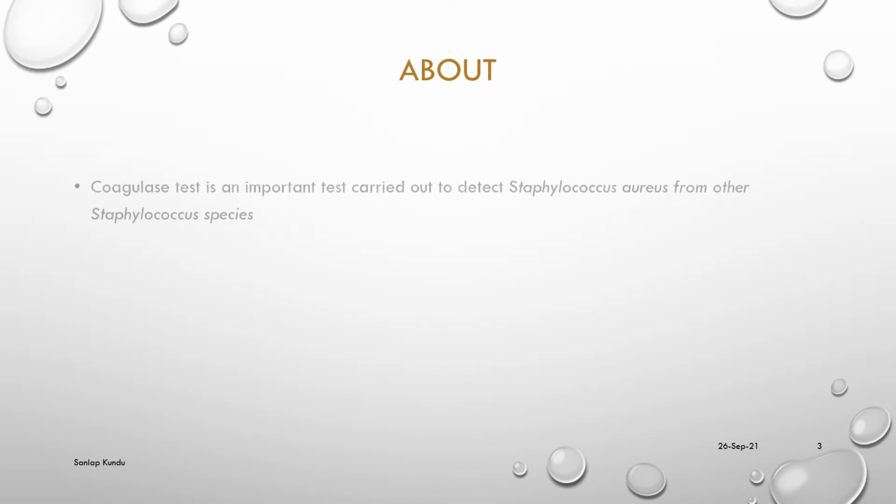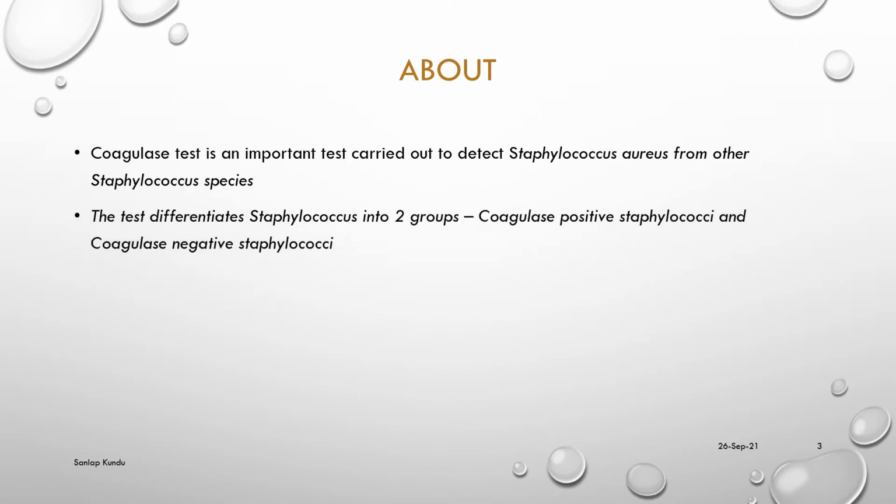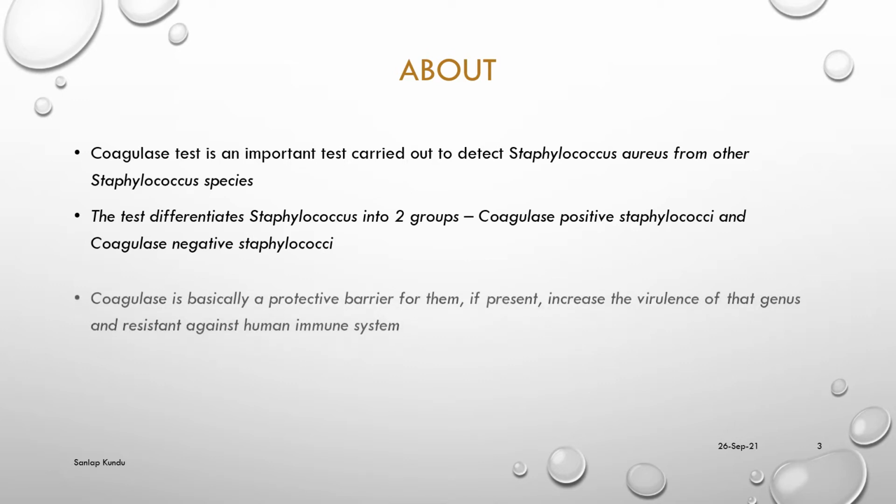Now let's talk about what this test is all about. The Coagulase test is a very important test. It basically detects Staphylococcus aureus from other Staphylococcus species. This test differentiates Staphylococcus into two groups. One is Coagulase-positive Staphylococci and the second is Coagulase-negative Staphylococci.